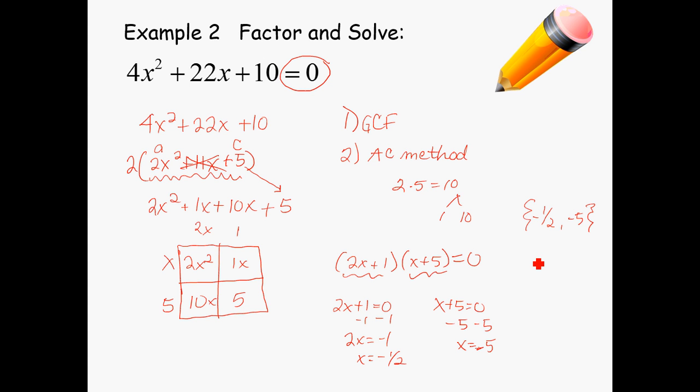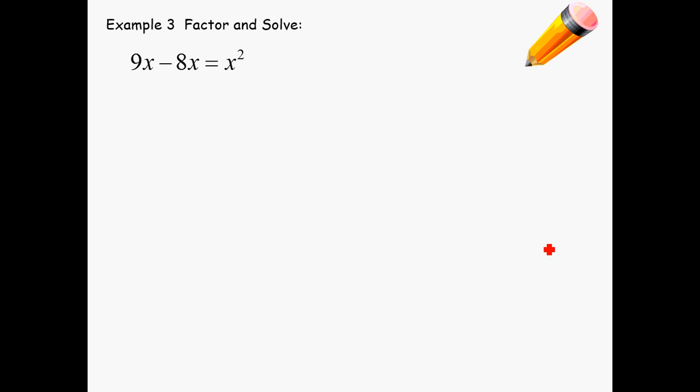Or my solutions are 2x values that if I graph them on a coordinate plane, it would be -1/2, 0, and -5, 0. All right, so those are the solutions of that equation. Now let's do another example.